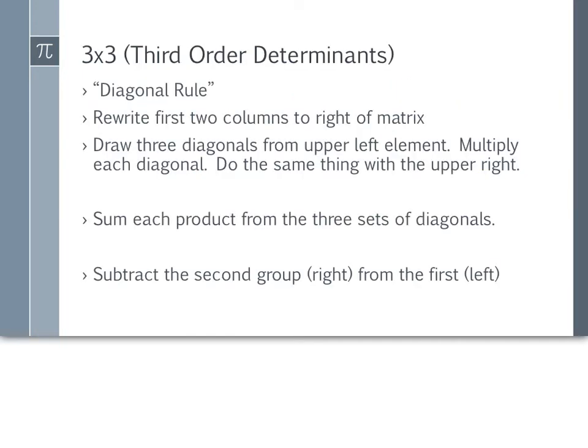Let's look at 3x3s, or third order determinants. These are a little bit weird. Pause the video and write down these steps of how to do it. I think it's much easier if you write down the steps and then I'll talk my way through it with the next slide. When you're ready, start the video back up again and I'll do an example with the diagonal rule.